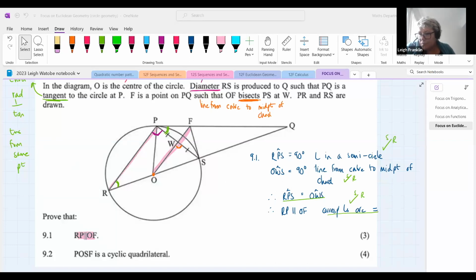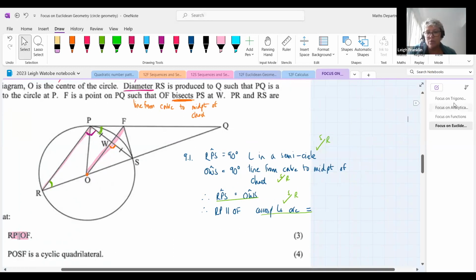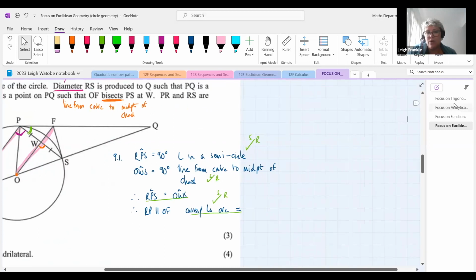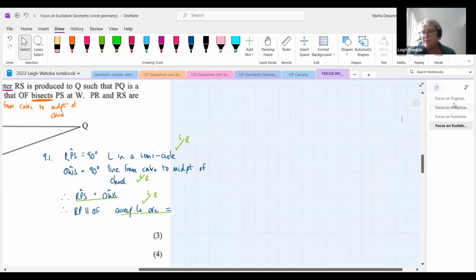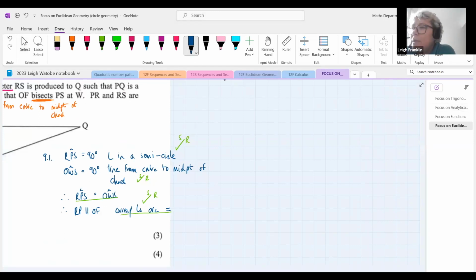Ma'am, may you please explain the reason of line from center to midpoint? Yes, with pleasure. Okay, that is definitely something that's worth us discussing. Okay, so just quickly here on the side before we prove that POSF is a cyclic quad. You would have done chord theorems, probably the first theorems that your teacher would have taught you in Euclidean geometry.